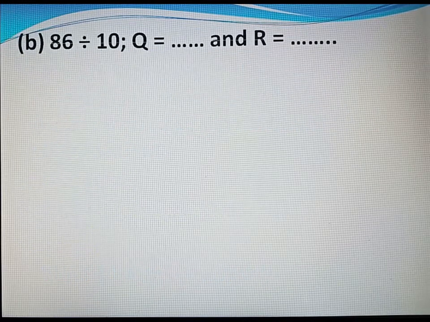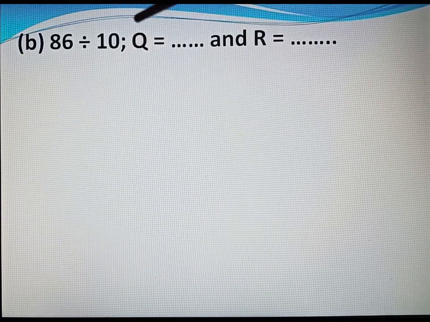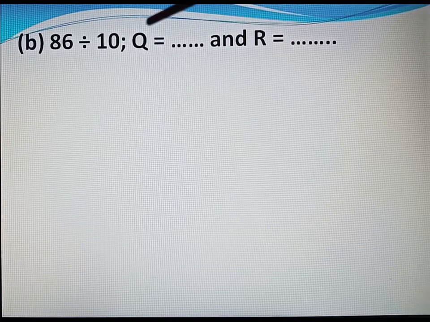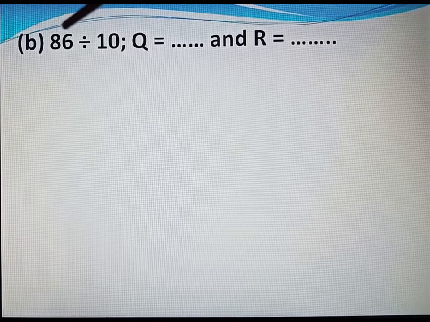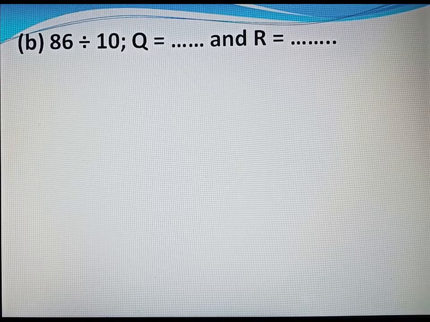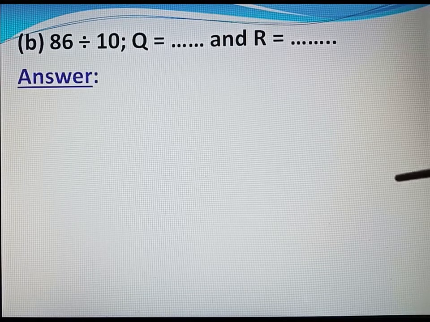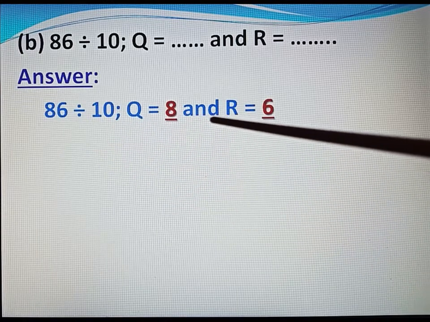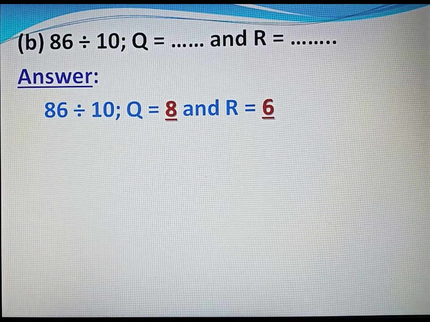B part, 86 divide 10, quotient equals dash and remainder equals dash. See, if 10 is the divisor, the last digit in the dividend, that is 6, is the remainder, and the number formed by the remaining digit, that is 8, is the quotient. Answer, 86 divide 10, quotient equals 8 and remainder equals 6.